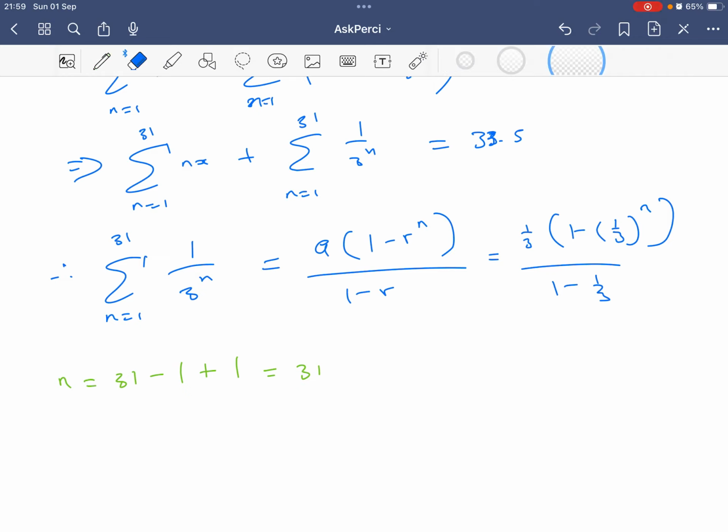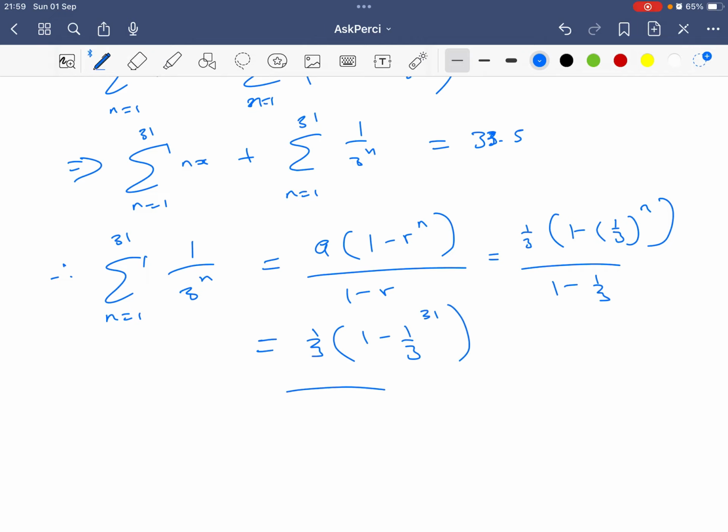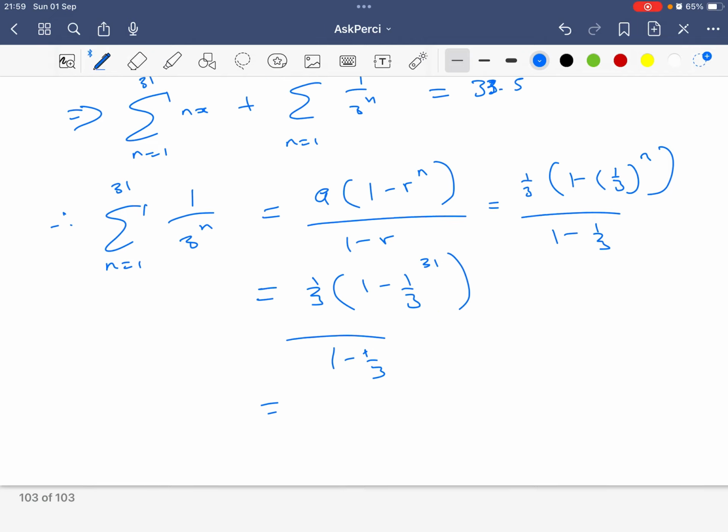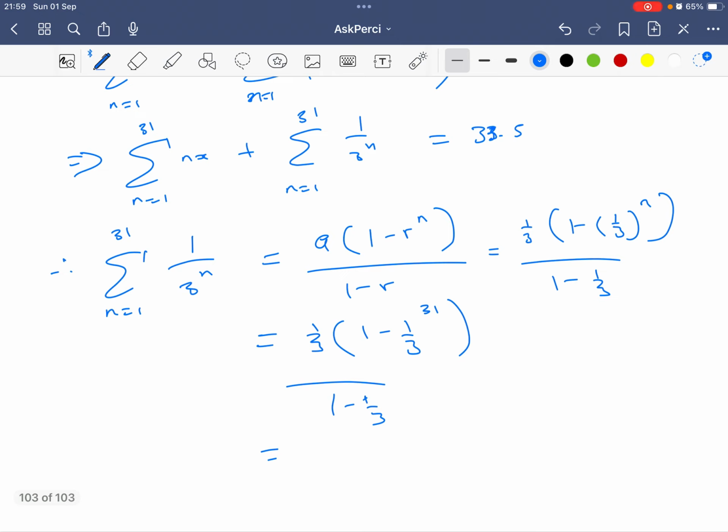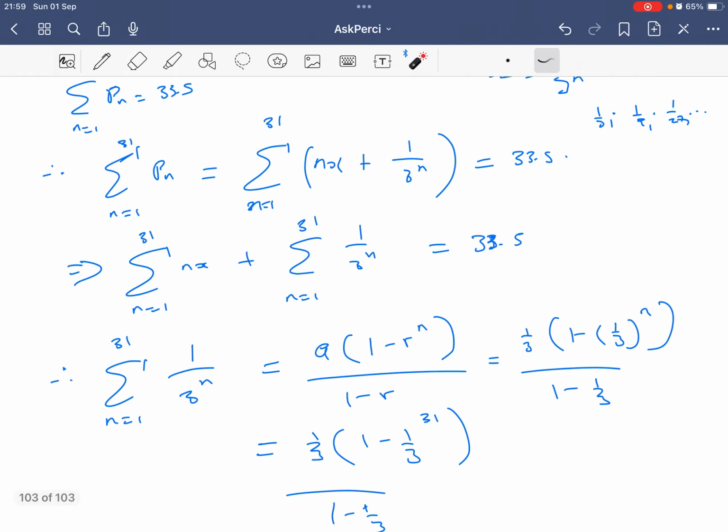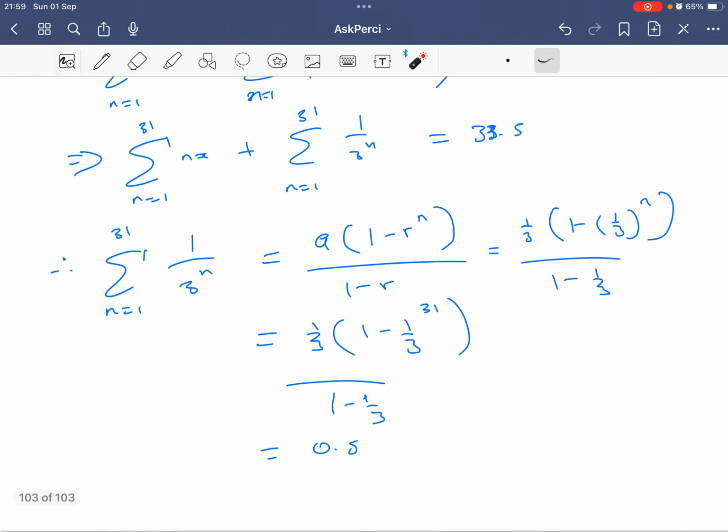So from here, you say, okay, cool. My answer is 1 over 3, times 1 minus 1 over 3 power 31, over 1 minus 1 over 3. Then you punch these numbers into your calculator. If you punch these numbers in the way it is, you should get 0.5. If you don't get 0.5, or if you get a different answer, let me know. Okay. So now we know that the sum of this is equal to 0.5.